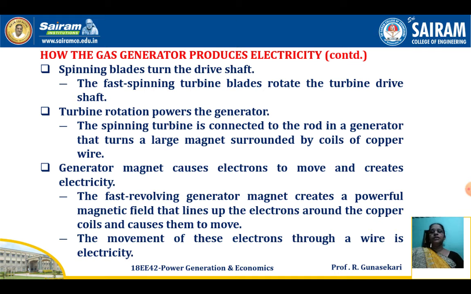Next, turbine rotation powers the generator. The spinning turbine is connected to the rod in a generator that turns a large magnet surrounded by coils of copper wire. The generator magnet causes electrons to move and creates electricity. The fast revolving generator magnet creates a powerful magnetic field that lines up the electrons around the copper coils and causes them to move. The movement of these electrons through a wire is electricity. So from this, we clearly understand how the gas generator produces electricity.